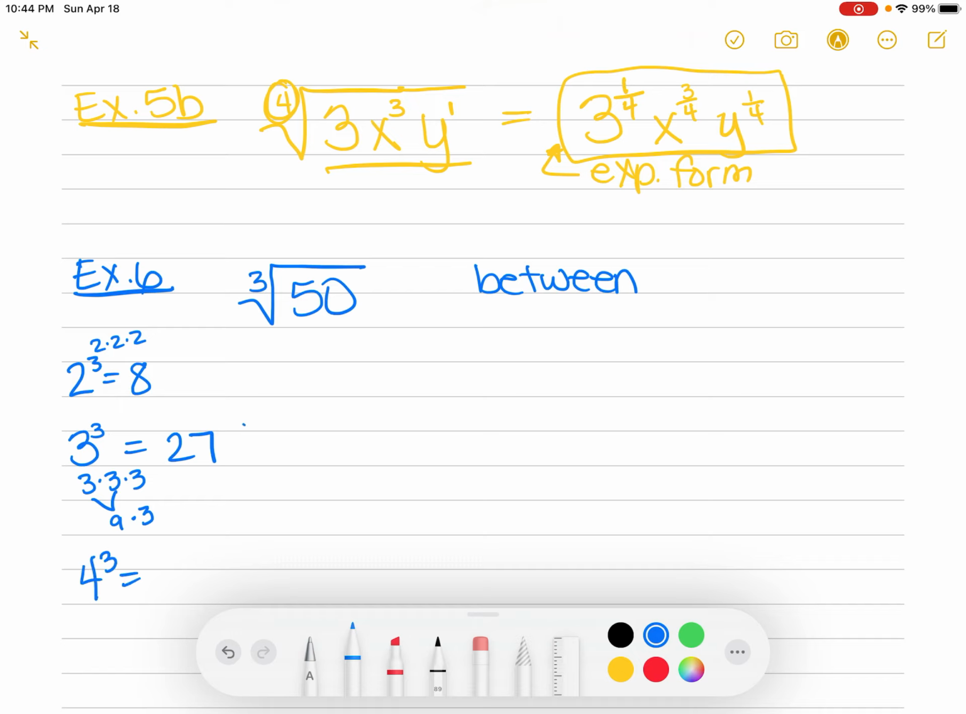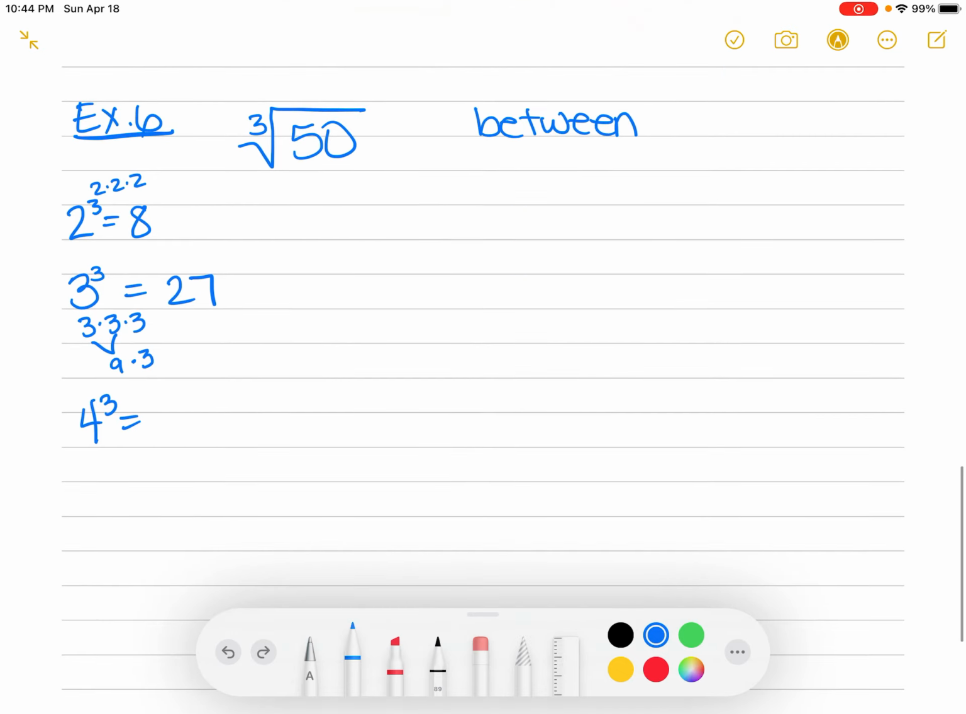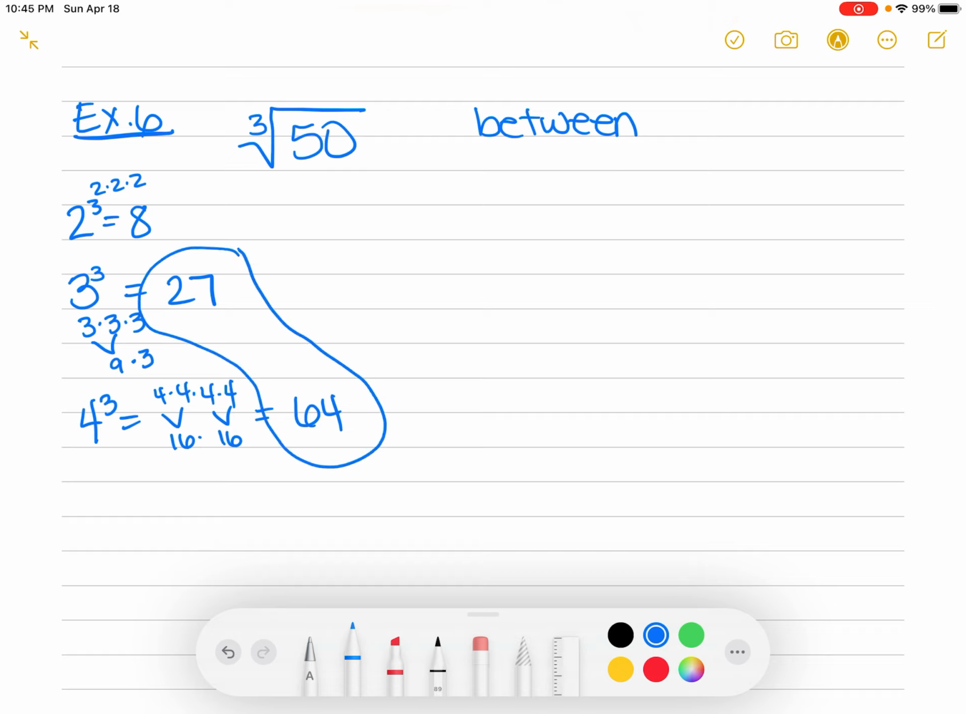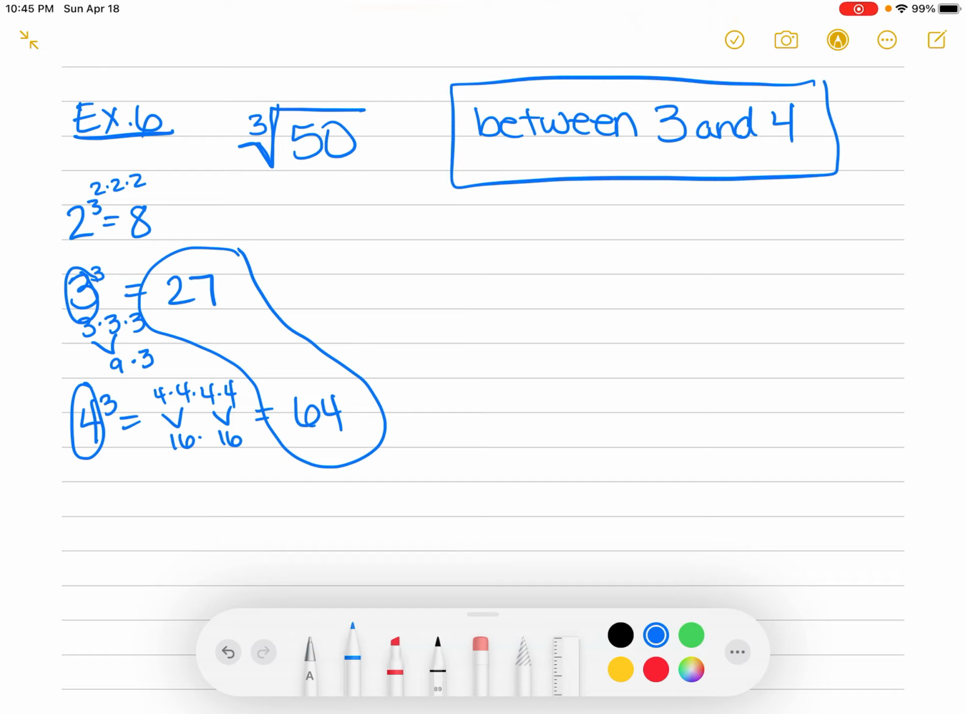Okay, and then let's go to the next one, 4 cubed, because we haven't gotten close to 50. Remember, I'm trying to get close to 50. So let's look at 4 cubed. 4 cubed means 4 times 4 times 4. So 4 times 4 is 16. And another 4 times 4 is 16. So that's 64. Okay, I got closer to 50, right? So it's between these two, which means the cube root of it is between 3 and 4. Okay, because that's the numbers that are here. So that's your answer for example 6.